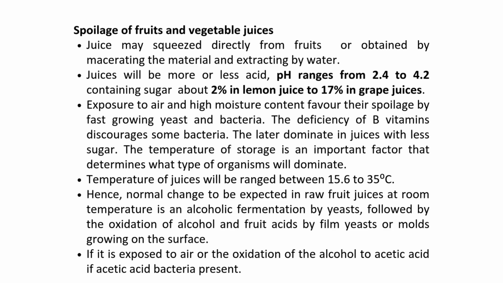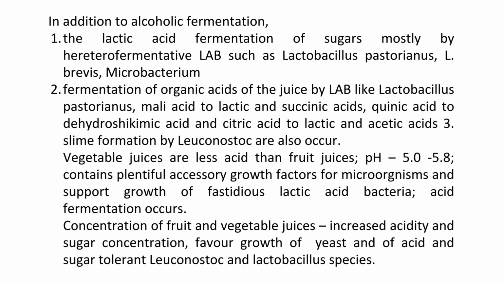At room temperature, the normal change in raw fruit juice is an alcoholic fermentation by yeasts. This can be followed by oxidation by film yeasts or molds if exposed to air, or the oxidation of alcohol to acetic acid by acetic acid bacteria. Other spoilage in juices includes lactic acid fermentation by bacteria like Lactobacillus pastorianus, fermentation of organic acids, and slime formation by Leuconostoc. Vegetable juices are less acidic, with a pH of 5.0 to 5.8.